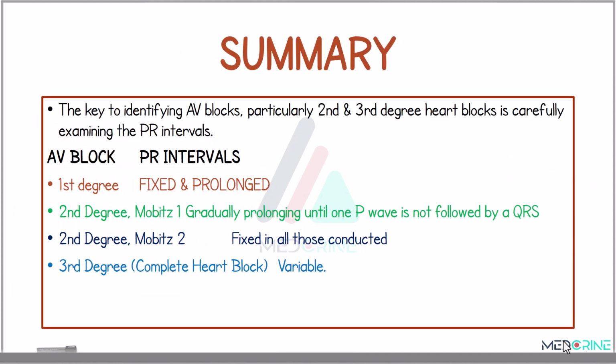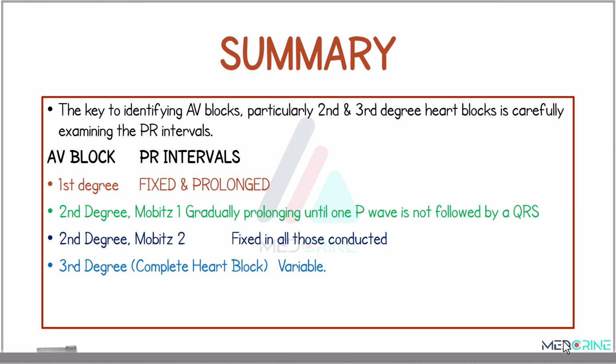Lastly, in summary of whatever we have looked at, we said the key identifying feature of atrioventricular block in the second and third degree is an examination of the PR interval. Its characteristics can tell you which type of block we are having. For example, in a first degree heart block, we have a fixed and prolonged PR interval. But in the second degree, Mobitz type 1, we have a gradually prolonging PR interval until one of the P waves is not followed by the QRS complex, and then the cycle continues.